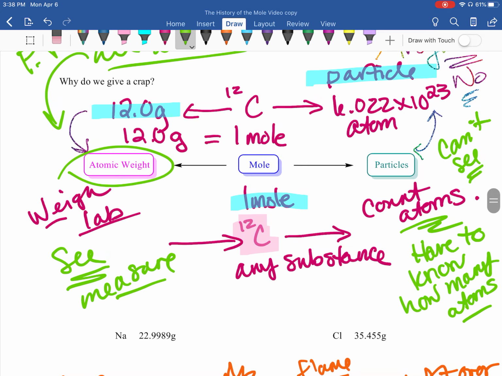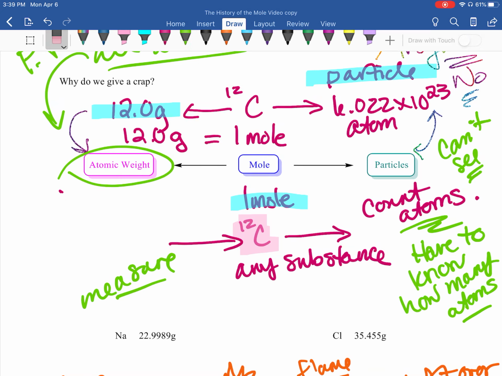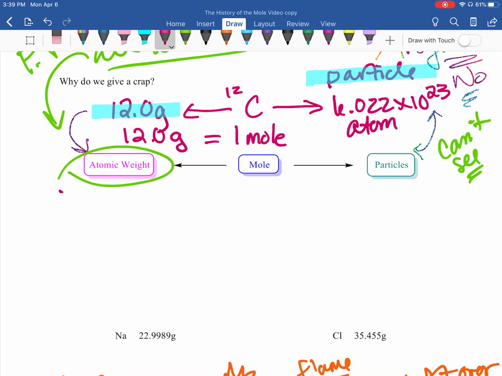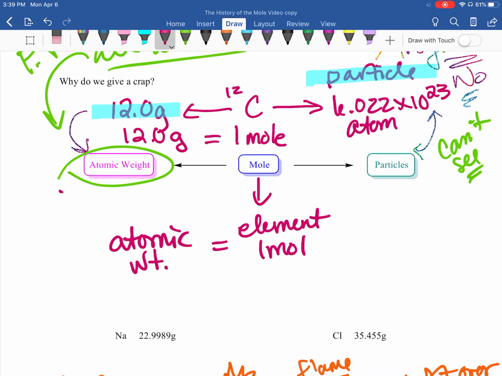Let's write that down. Okay, let me erase and give myself a little bit of space. Grab your periodic table and your calculator because we're about to put this to use. All right, so let's say that again. This is super important. Any element, 1 mole is equal to its atomic weight and is equal to Avogadro's number. Okay, I better capitalize that.